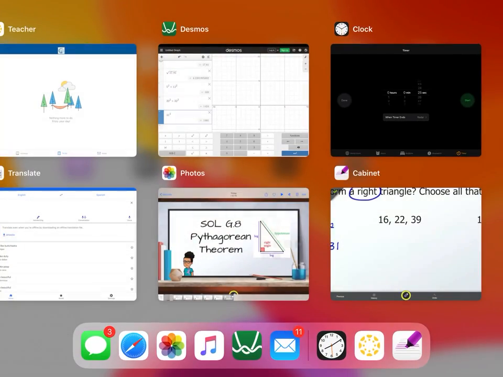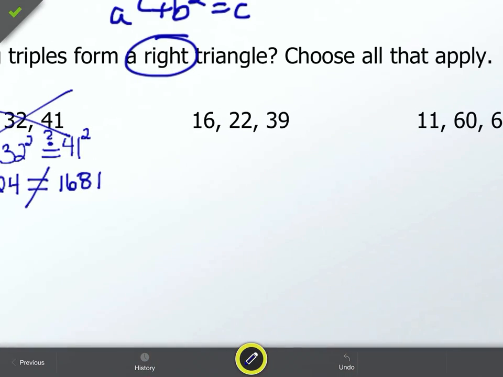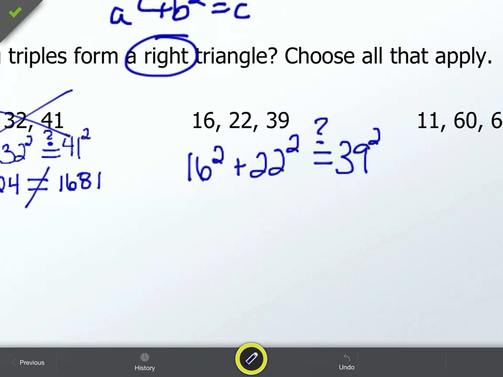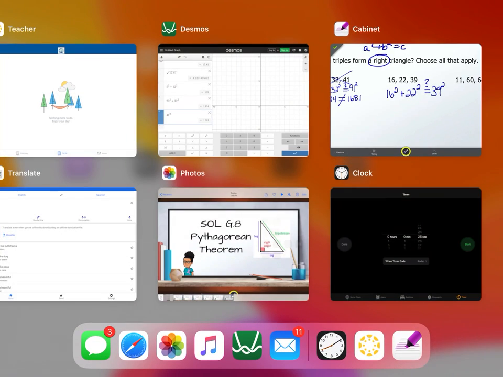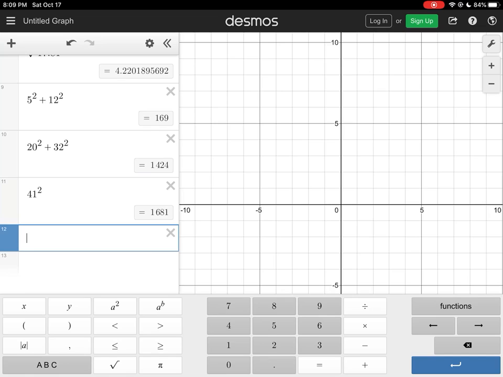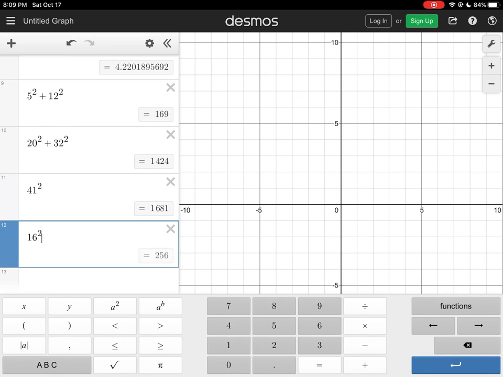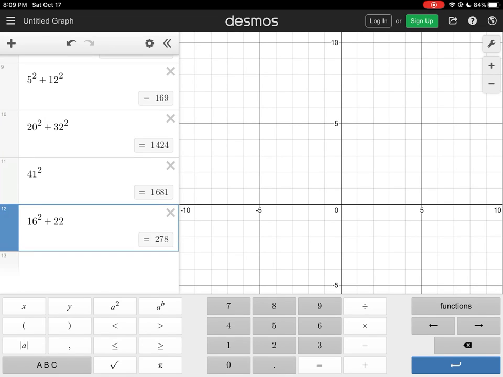What you came up with? 16, 22, 39. Leg squared plus leg squared. Does it equal my hypotenuse squared? Put a question mark because you're not saying it does. You're not sure. Not going to do things in my head. I have my trusty Desmos. I love Desmos. Desmos is my friend.